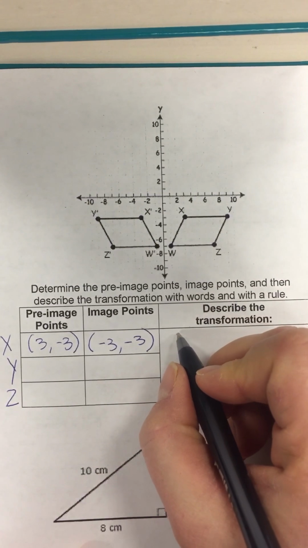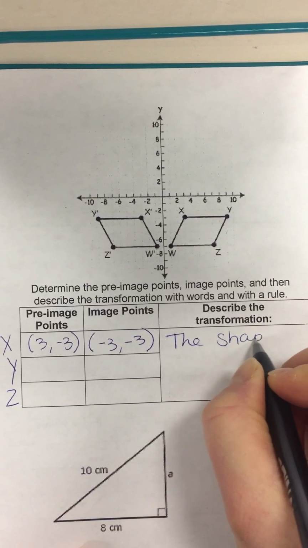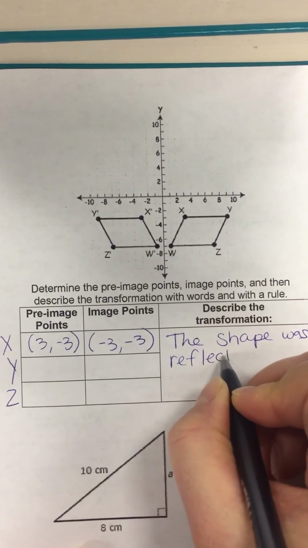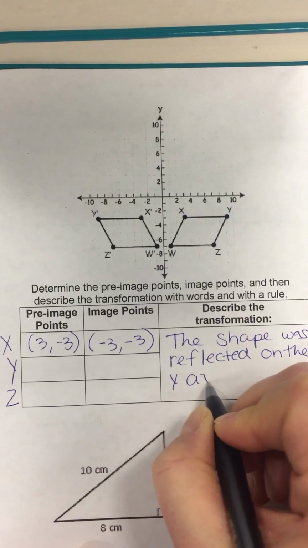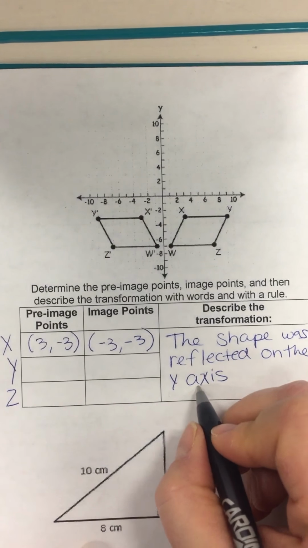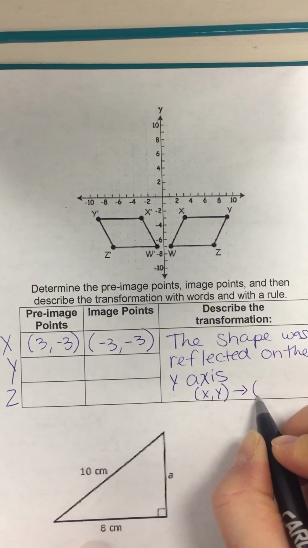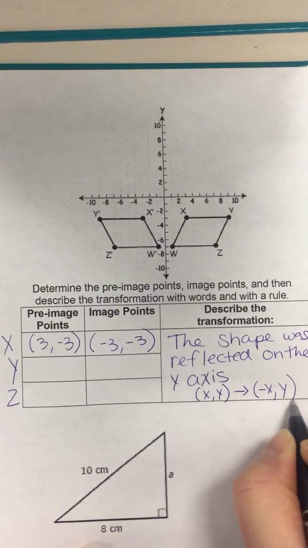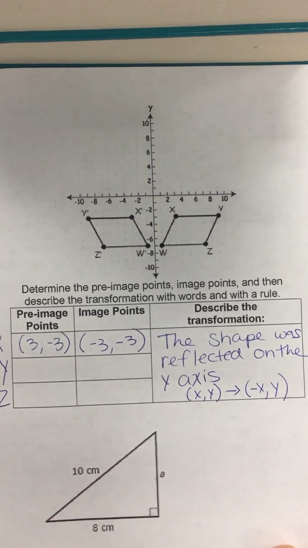Once you get back and you see your points, you'll see the shape was reflected on the y-axis. Okay? So we started with x and y, and after the transformation, the x was the opposite, and the y was exactly the same. So opposite x, same y.